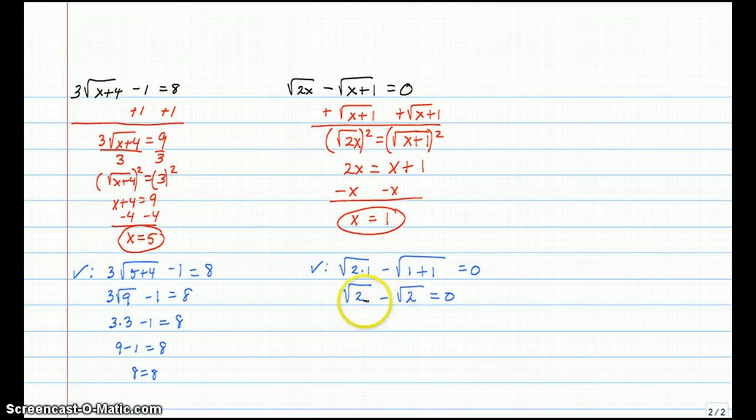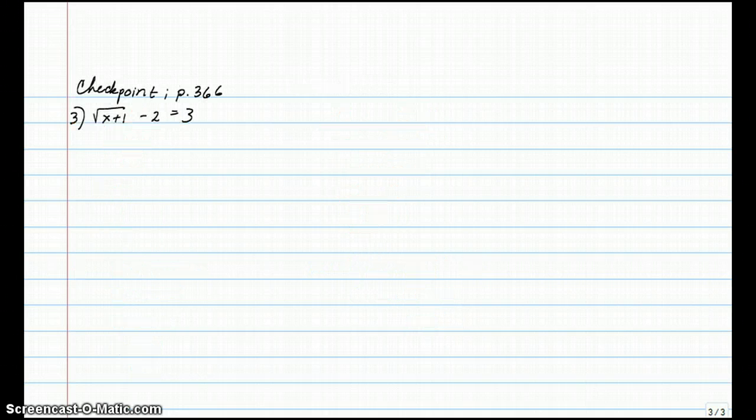Since these are identical, square root of 2 and square root of 2, and you're subtracting them, you're going to end up with 0 equaling 0. That means that x equals 1 checks out.